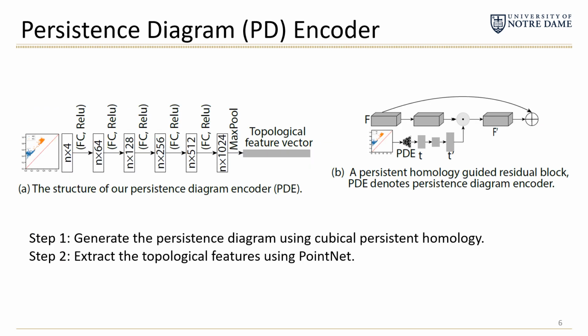This is the overall structure of our persistent diagram encoder. We treat the persistent diagram as a point cloud and use PointNet to encode the persistent diagram into a one-dimensional topological feature vector. In figure B, we show the residual block that is incorporated with the topological feature.